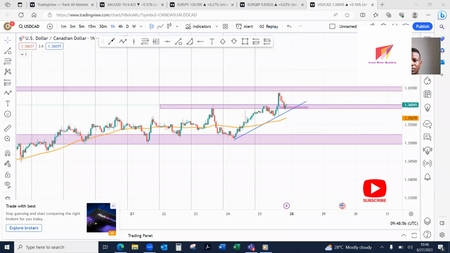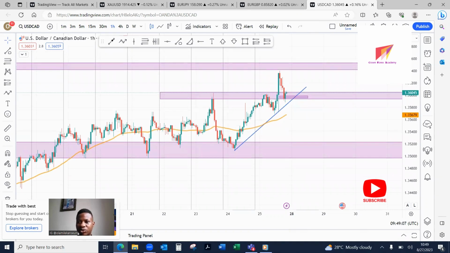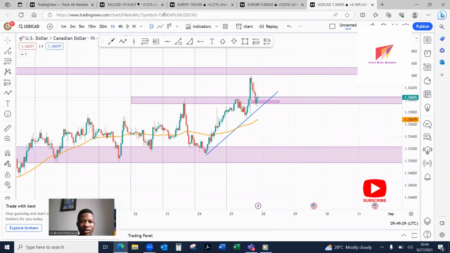So without wasting much of our time, let's quickly go into the chart right away. So as you can see, let's look at we have here USD CAD. So let's look at it from the high time frame.